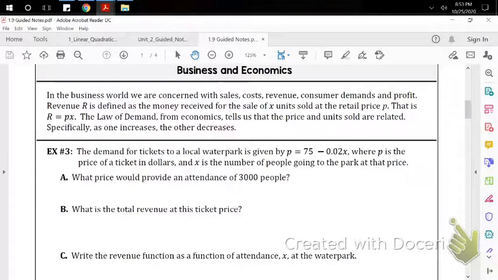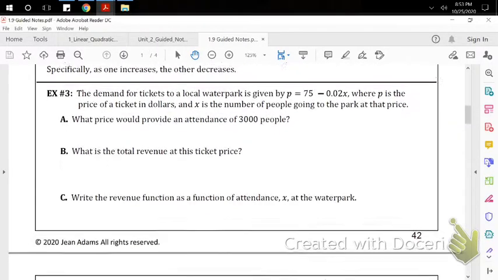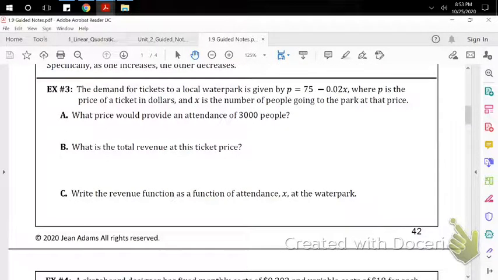So in example 3 here, it says the demand for tickets to a local water park is given by P is equal to 75 minus 0.02x, where P is the price of a ticket in dollars and X is the number of people going to the park at that price. A says what price would provide an attendance of 3,000 people. Alright, so they gave us an equation, where P is the price of the ticket in dollars and X is the number of people. So this 3,000 is going to be our number of people.